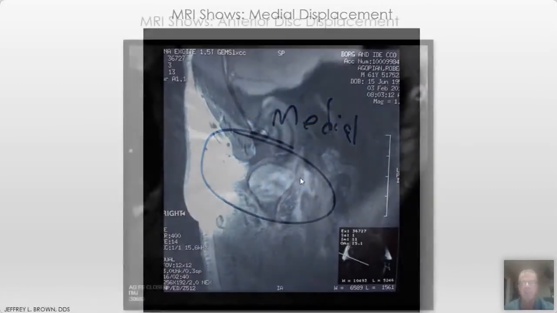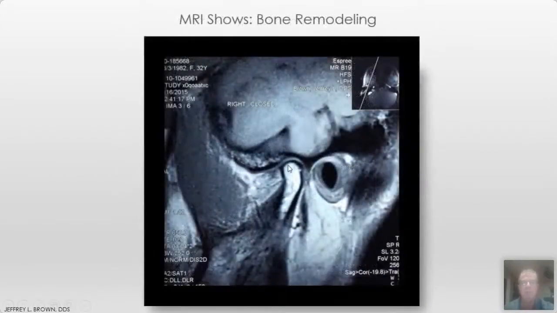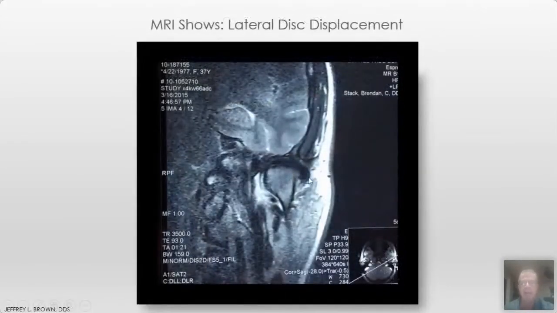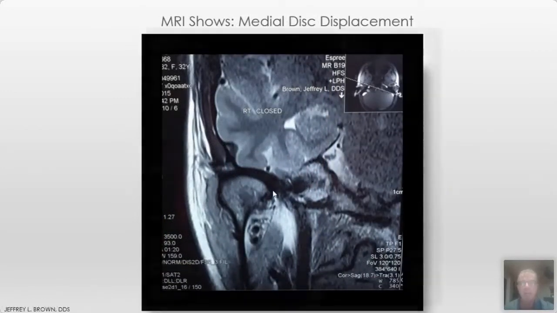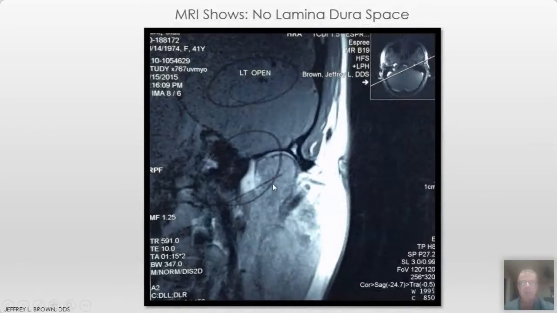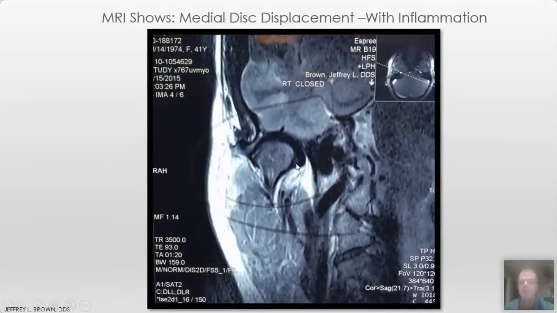Medial slippage. Anterior displacement. Again, I'm going to whip through these real fast. Lateral. And again, medial. Now, no lamina dura space. So here I am looking at no space right there. A little bit of lamina dura here, but you know that the condyle is too far up in the socket.